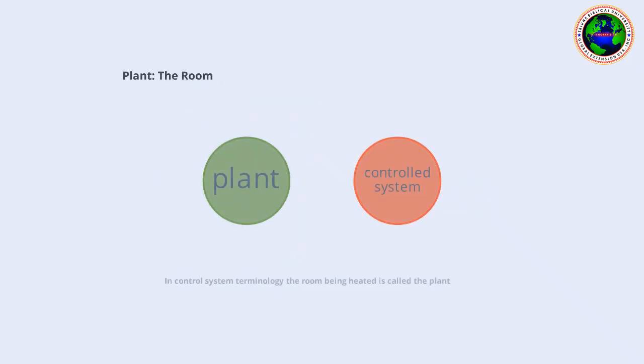In control system terminology, the room being heated is called the plant. The plant is the part of the system whose behavior we want to control. The control system's goal is to keep the plant's output, in this case the room temperature, at the desired value.